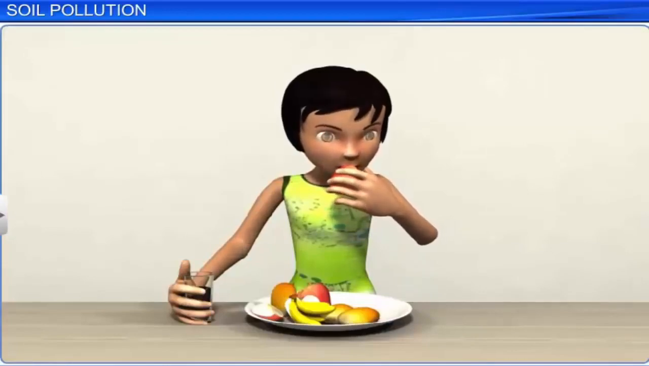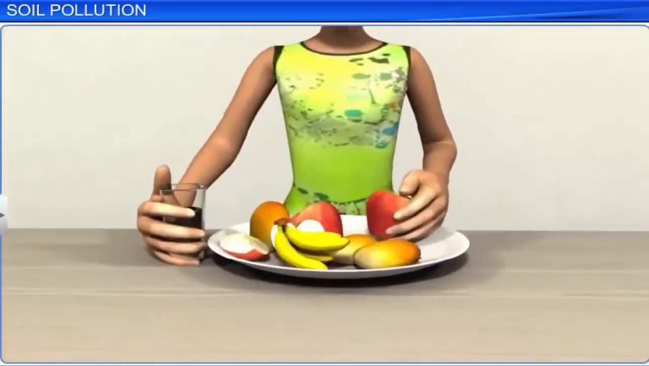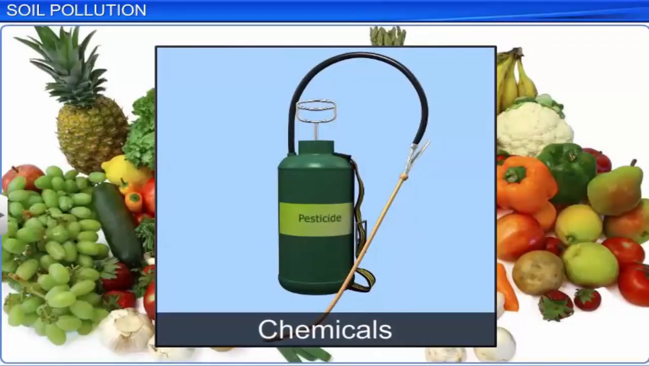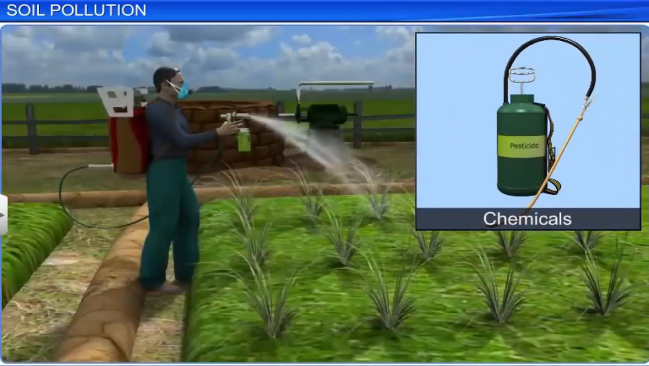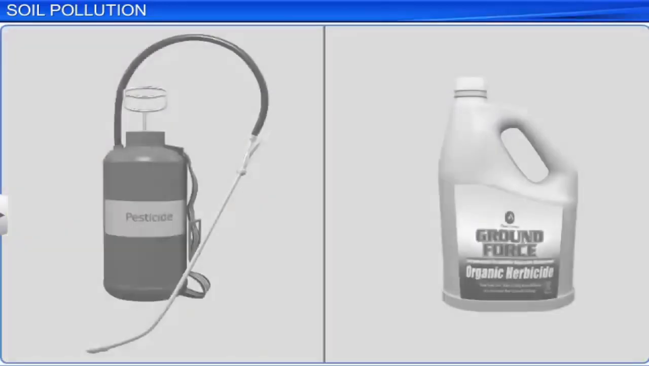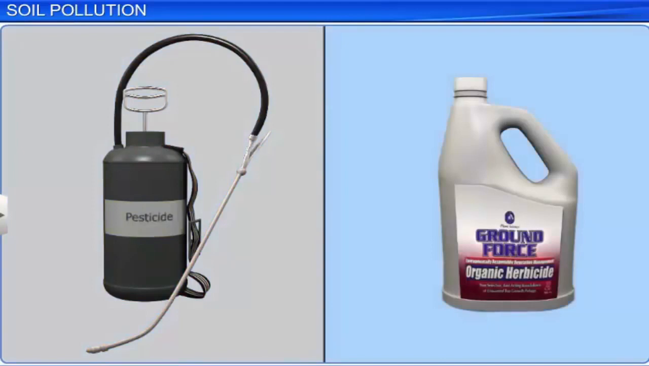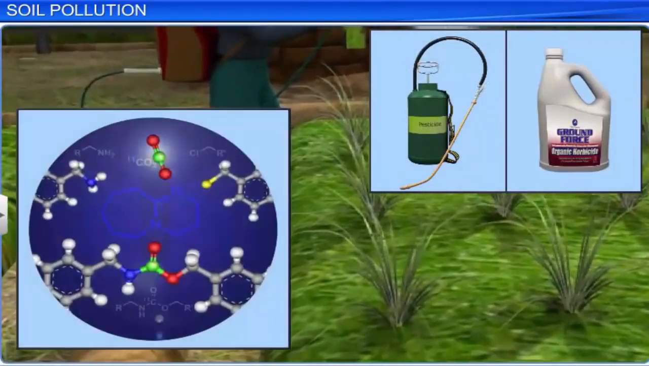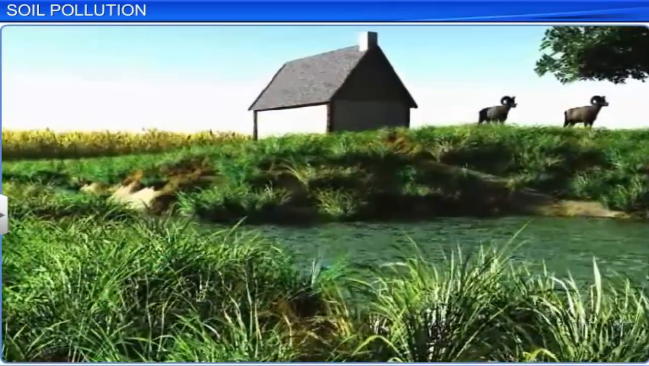Do you know that our body is at risk even when we think that we are consuming fresh fruits and vegetables? It is because most of the fruits and vegetables we use today contain chemicals. Chemicals are used during cultivation as pesticides and herbicides for better yield. These chemicals don't just kill pests and weeds, but also pollute the soil where they are used, thereby affecting the surrounding ecosystem.